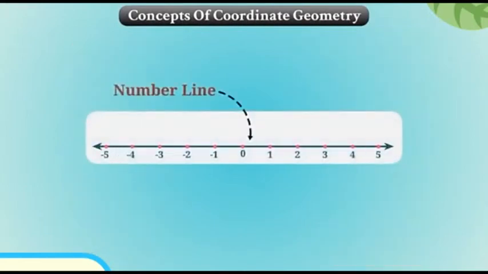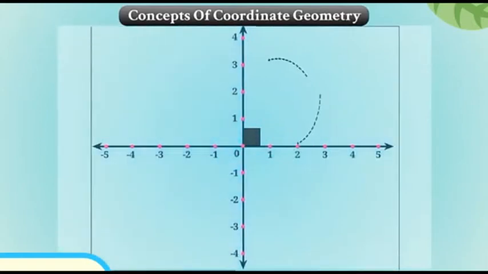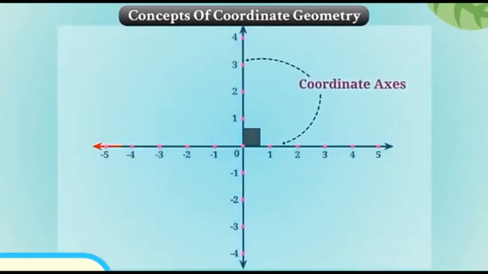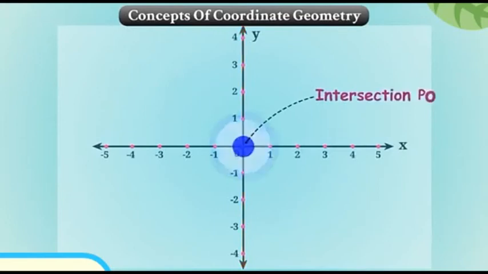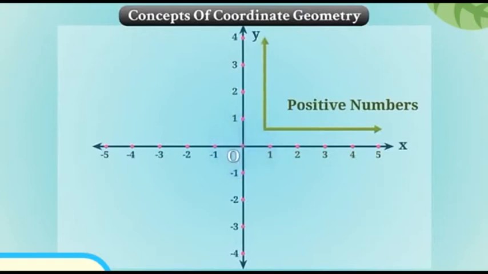You have learned about number lines. We use the number line to represent the numbers by marking points on the line at equal distances. We can draw two such number lines perpendicular to each other on a plane. We call these lines coordinate axes. The horizontal line is called the x-axis and the vertical line is called the y-axis. Their intersection point is called origin. Let it be O. There are positive numbers to the right of origin and in upward direction of the origin. Therefore, we call this direction the positive directions.